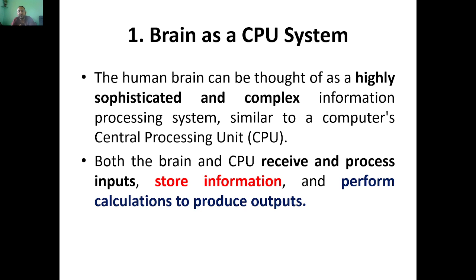So let's begin. The human brain is a very highly sophisticated and complex information system which is similar to the CPU, or you can just say that the CPU is similar to the brain. Both the brain and the CPU receive and process inputs, store the information, and perform calculations to produce the outputs.